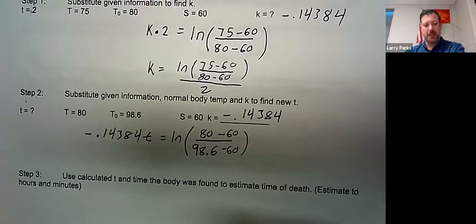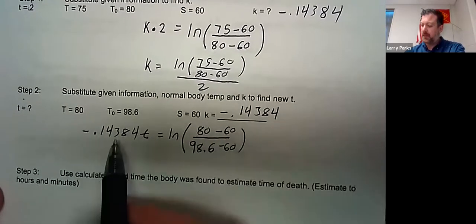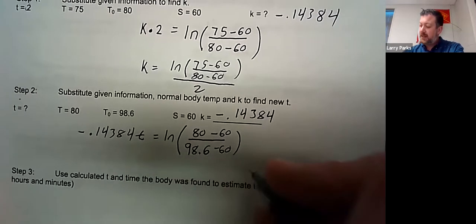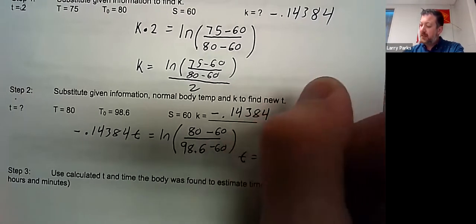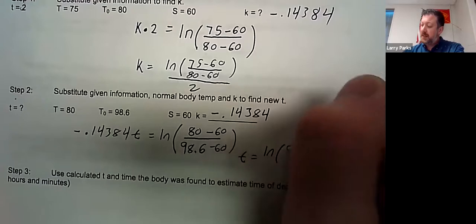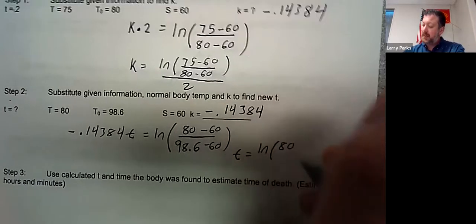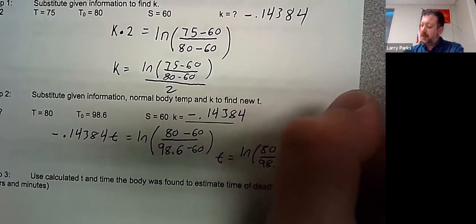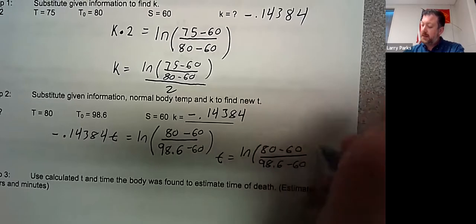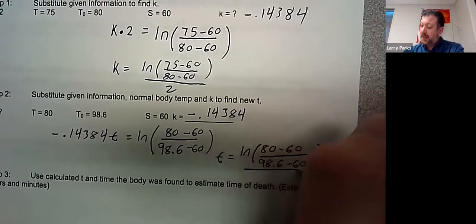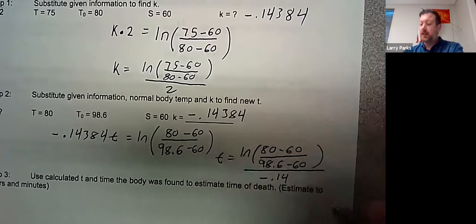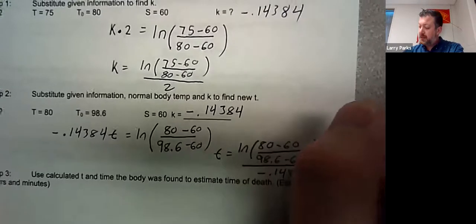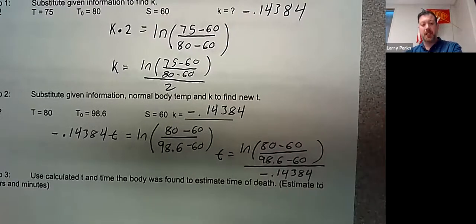If I divide both sides by negative 0.14384, I get T equals the natural log of 80 minus 60 all over 98.6 minus 60, divided by my K, negative 0.14384. So I'm solving for T. I'm going to punch that in the calculator, see what I get.